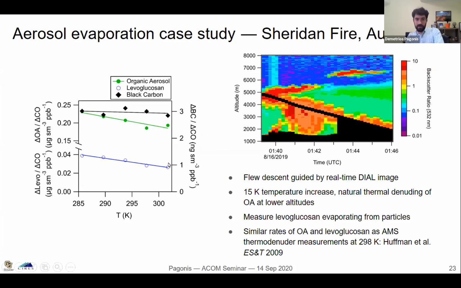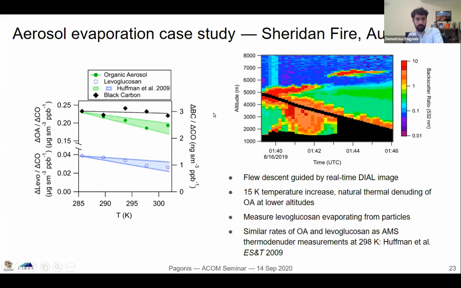Now, in terms of whether or not the extent of evaporation looks good, this lines up very nicely with ground-based thermal denuder measurements that Alex Huffman made some time ago.